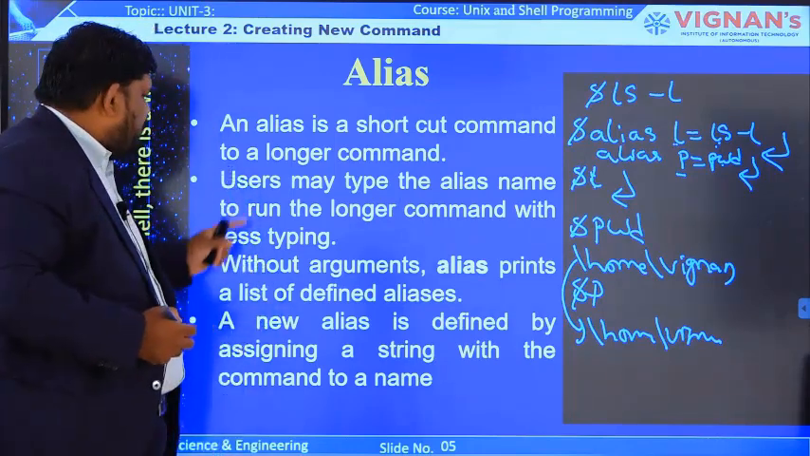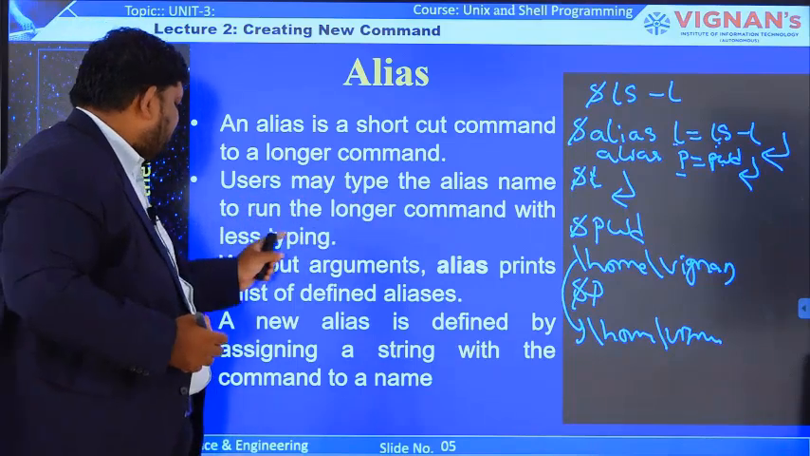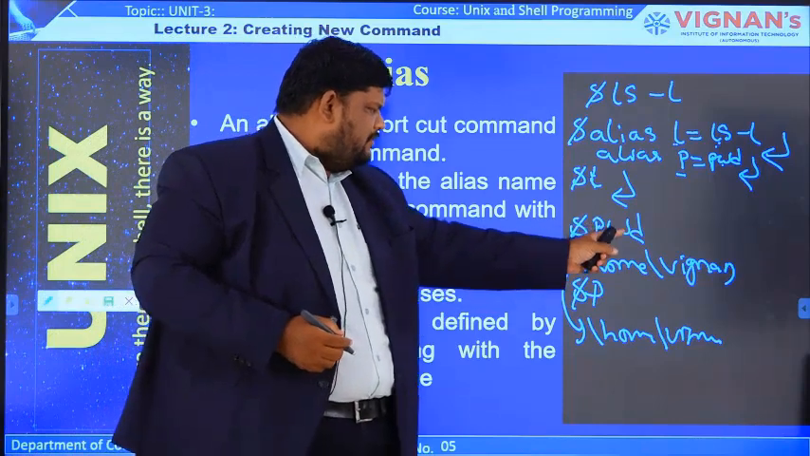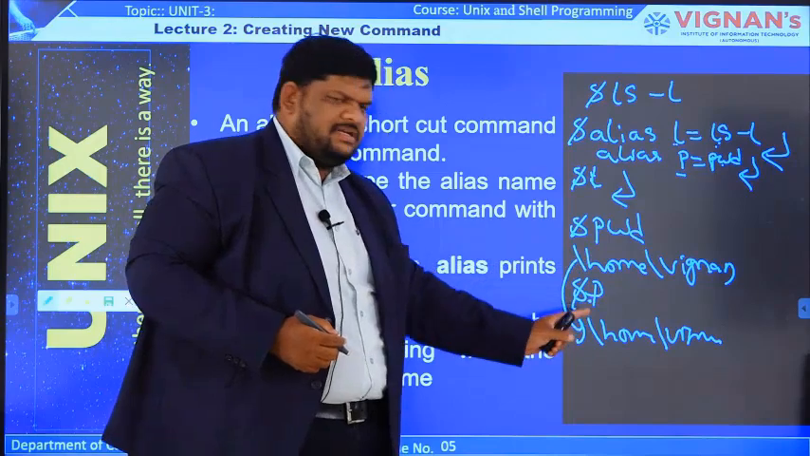Now the second point: users may type the alias name to run the longer command with less typing. For example, we already saw that instead of pwd I can type the alias name small p, and I will get the same result.